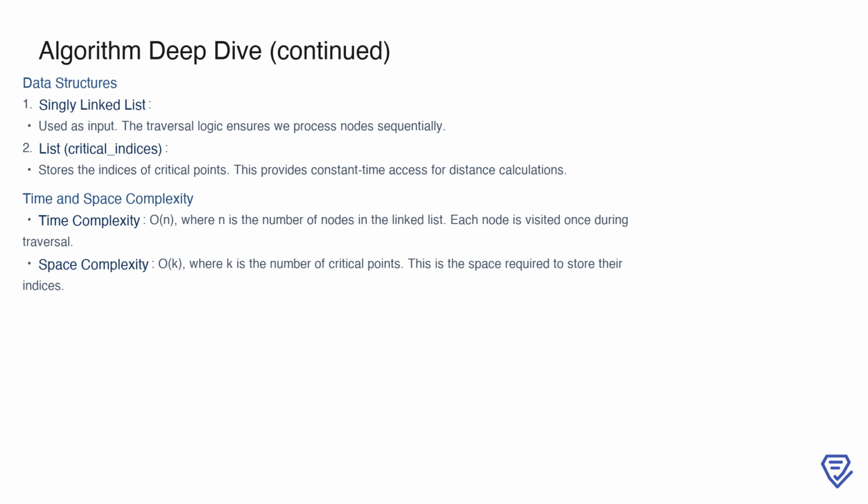Regarding complexity, the time complexity of the algorithm is O(n), where n is the number of nodes in the linked list. This is because we traverse the list only once, examining each node a single time. The space complexity is O(k), where k is the number of critical points, as we only store their indices. This efficient use of both time and space makes the algorithm well-suited for large inputs.